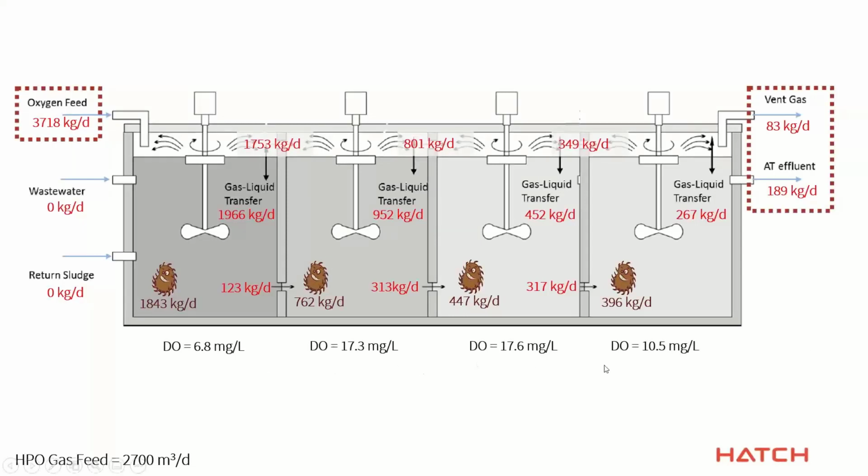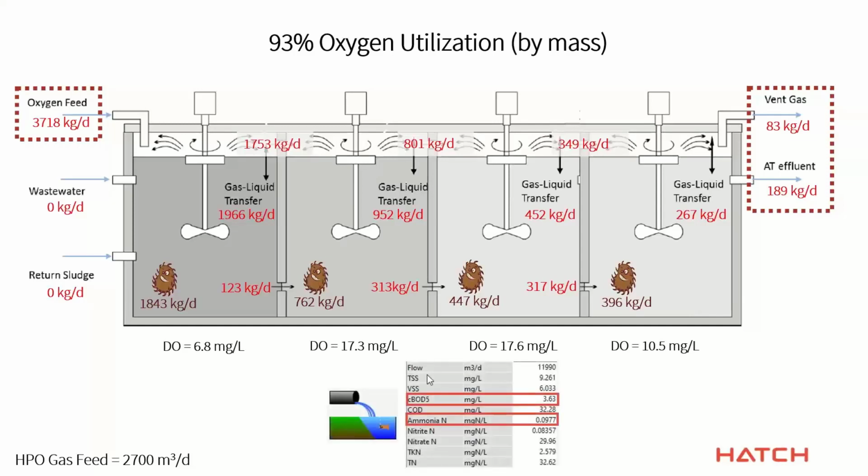Our DOs are a little bit lower, but not terribly low. But now we're getting 93% oxygen utilization. So that is telling us that we're doing a good job with our oxygen utilization. But what about the performance? Did we sacrifice our nitrification? Well, no, actually, in this example, these numbers are pretty similar to what we had before. So we're still BOD less than 5 and ammonia less than 0.1, barely. So that's an interesting way to balance that.